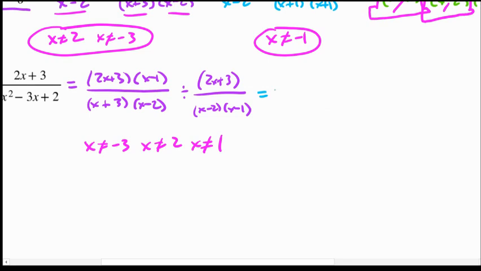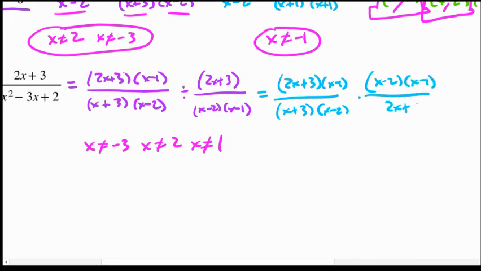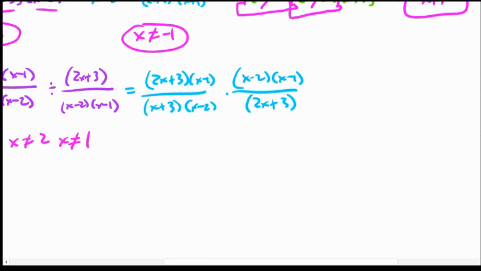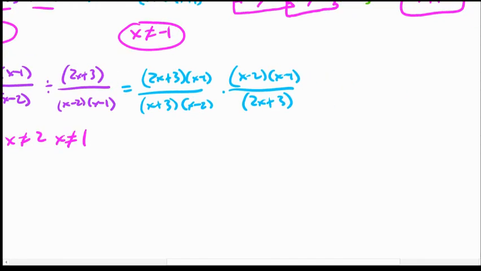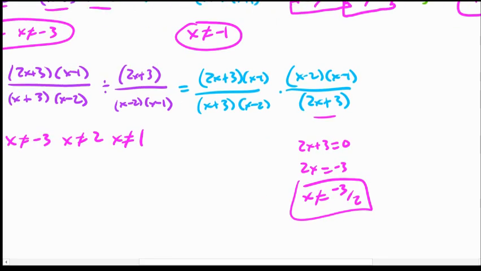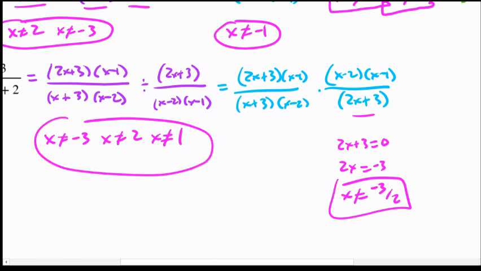Then I multiply by the reciprocal, so 2x plus 3 and x minus 1 over x plus 3 and x minus 2 times x minus 2 times x minus 1 over 2x plus 3. And now I rearrange. Actually, nope, I'm going to double check for any more excluded values. Looks like when I'm seeing what can make the denominator 0 here, I kind of have to do a little solving. Okay, so I know that x cannot be negative 3 halves either. So there's 4 different excluded values on this problem.